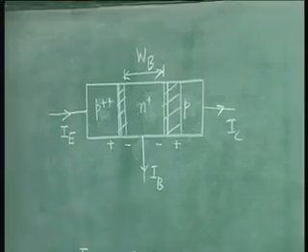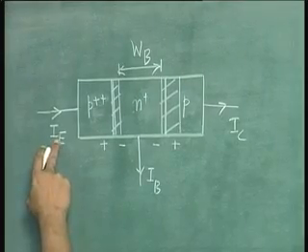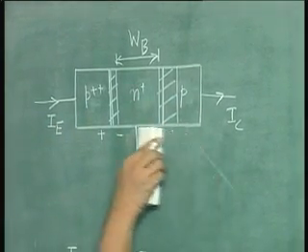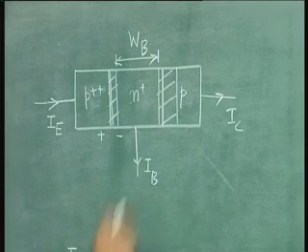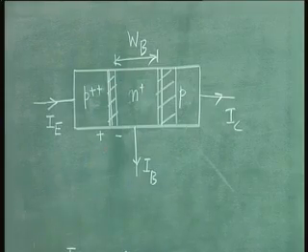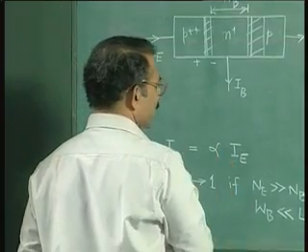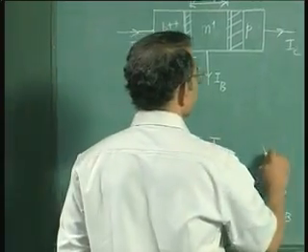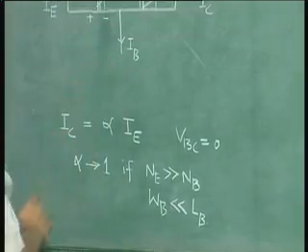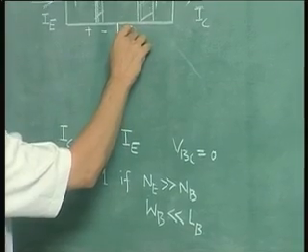So we must ensure that if you want a complete transfer of the current from the emitter to collector, this junction should either be zero biased or reverse biased. For the zero biased case, the relation is IC is equal to alpha times IE. So this is when VBC is equal to 0. The VBC is the voltage between base and collector.